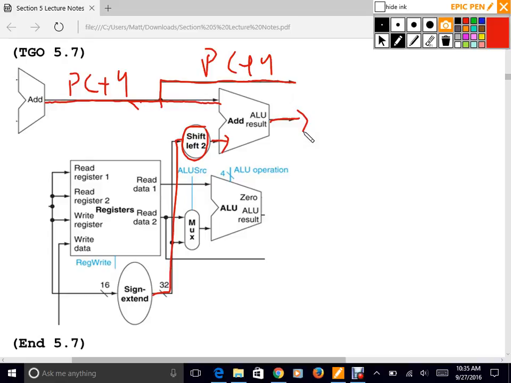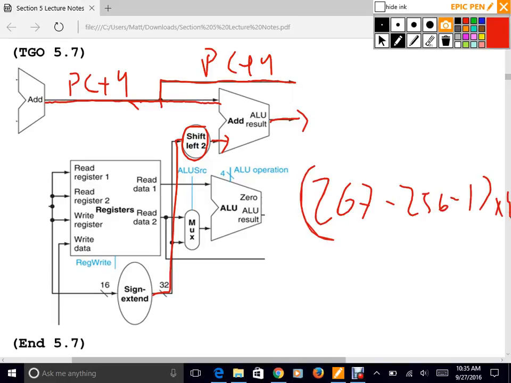Why is that branch? Remember how I told you to do it? Let's say we were jumping to 267 and we're at 256, right? And I said minus 1 times 4, right? The reason why is PC is this number. I add 1, so that becomes PC plus 1. When you multiply it by 4, that's your PC plus 4, which is that.